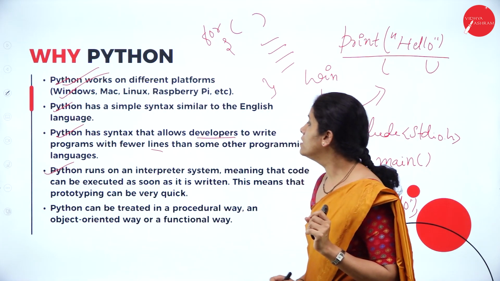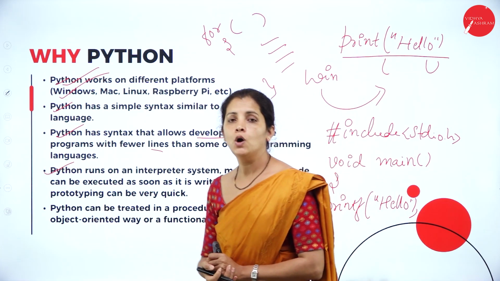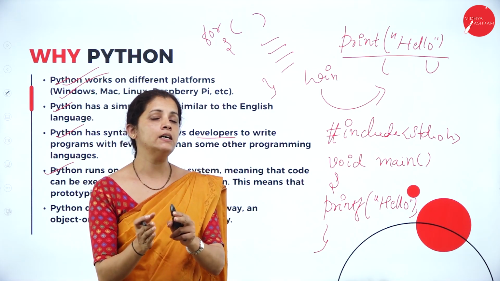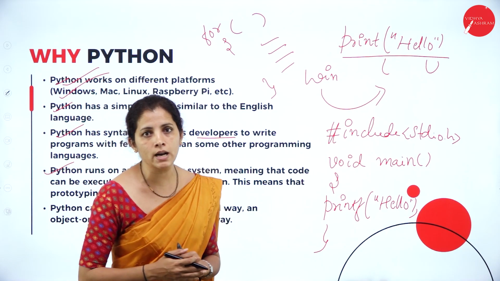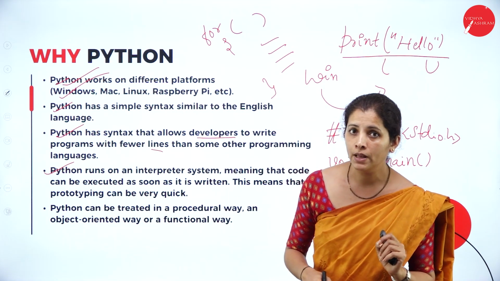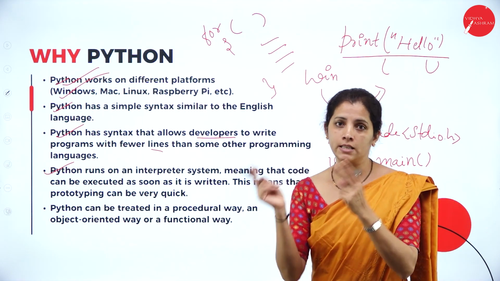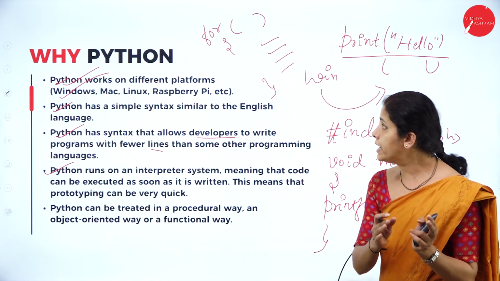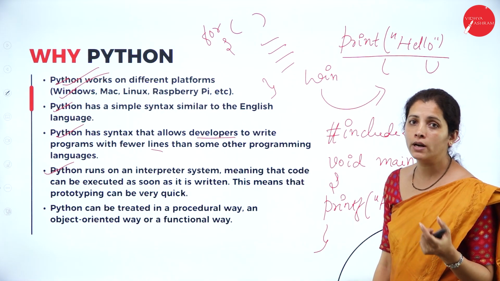Python runs on an interpreted system or interpreter system. Okay, fine. If I consider programming language, either it is compiled programming language or interpreted programming language. Okay, fine. If I consider C programming, it is compiled. And if I consider Java, it is both. In the sense what? It is compiled as well as interpreted programming language. But whereas Python falls under interpreted programming language.